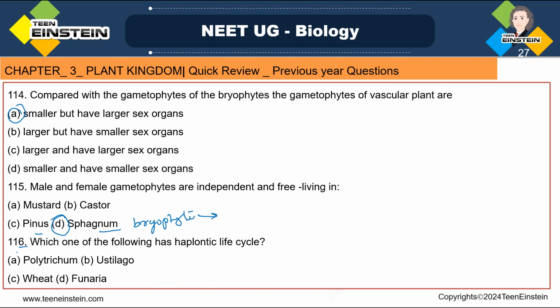Next question is, which one of the following has a haplontic life cycle? Polytrichum, Ustilago, wheat, Funaria. In this, which one has a haplontic life cycle? Ustilago has a haplontic life cycle. That is a primitive type of life cycle, and the other patterns of life cycle originated from this primitive type.